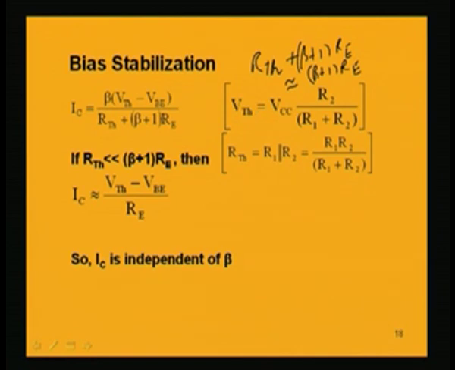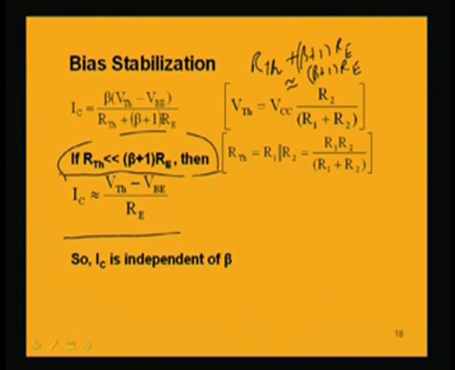And V Thevenin and R Thevenin we can calculate, we already know: V Thevenin is VCC into R2 by R1 plus R2, and R Thevenin is R1 parallel R2. So, now we have made IC insensitive to beta, which will be equal to V Thevenin minus VBE by RE. There is no beta here, so it is made independent of beta by choosing this properly.